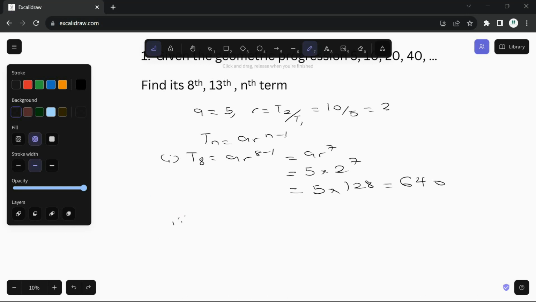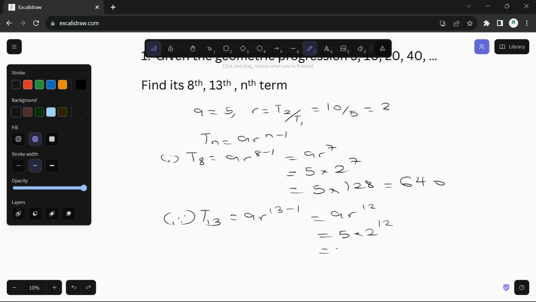So the next part is saying that we should find the 13th term. So that's T13. Do you want to pause the video and try it out yourself? Welcome back. Let's do it together. So T13 is ar^(13-1), so that would be ar^12, right? So that is 5 times 2 raised to the power of 12. What is 2 raised to the power of 12? 2 raised to the power of 12 is 4,096.